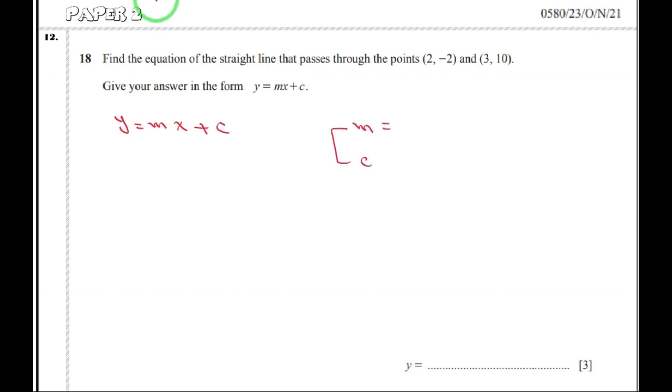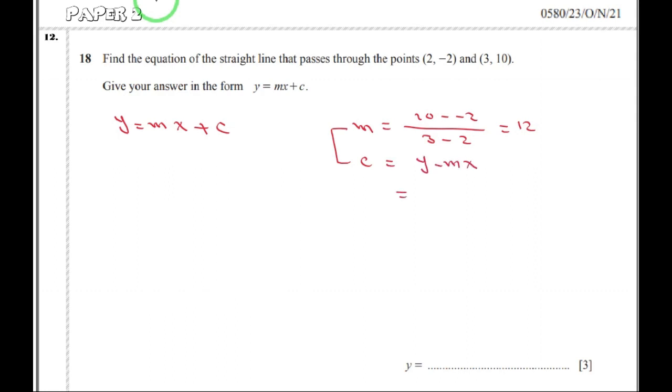the value of c. To find the value of m is equal to y2 minus y1 over x2 minus x1. It means the gradient equals 12. To find the value of c equals y minus mx.